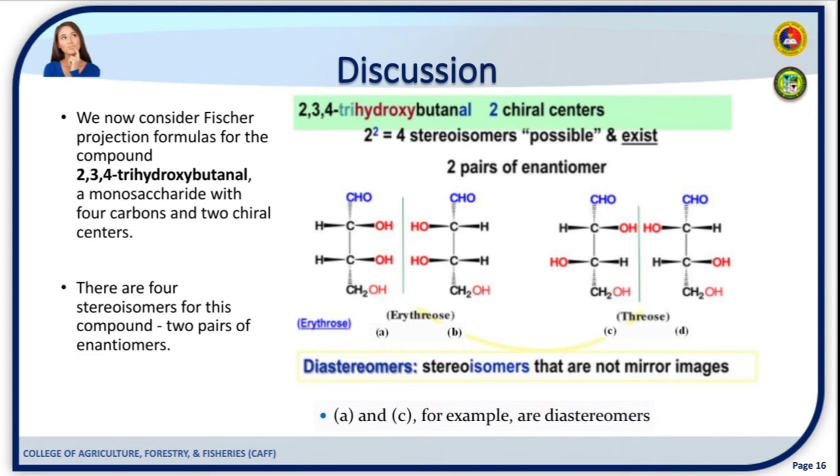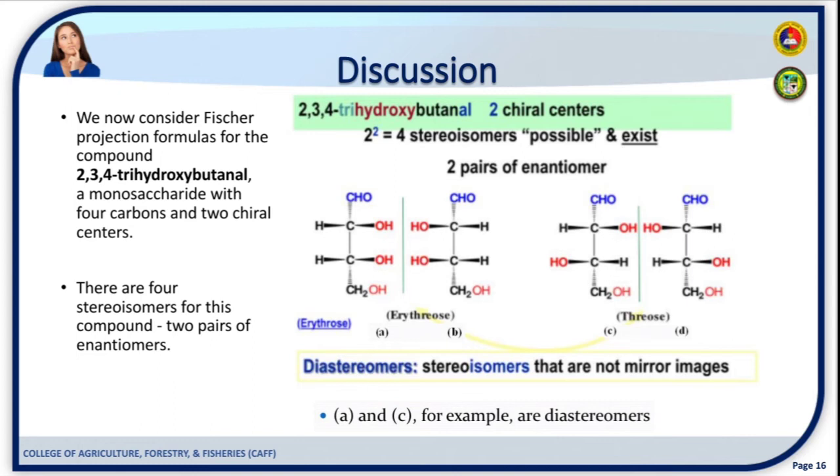The first pair is erythreose, or sometimes called erythrose, and the other one is threose. As you can see, the enantiomeric pairs are mirror images of each other. So look at the erythreose and look at threose. They have a mirror image.